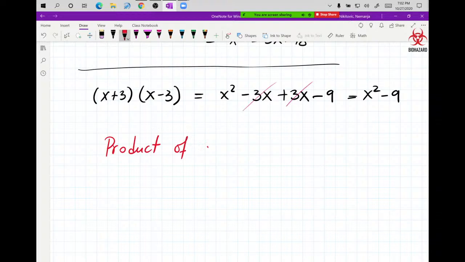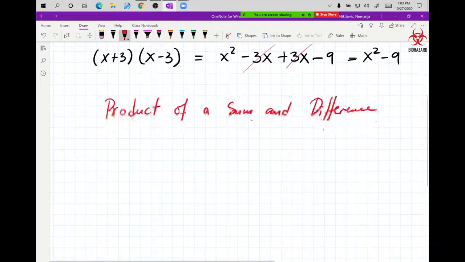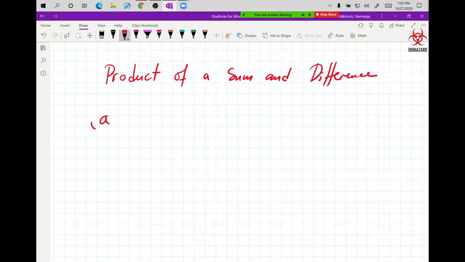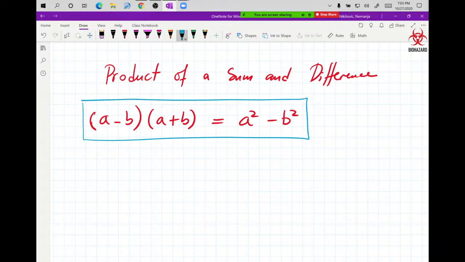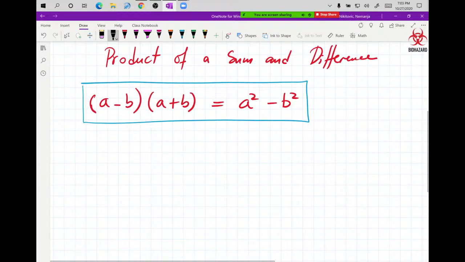Product of a sum and difference. And it goes like this. A minus B times A plus B is equal to A squared minus B squared. So this is a formula, and it is very easy to use.